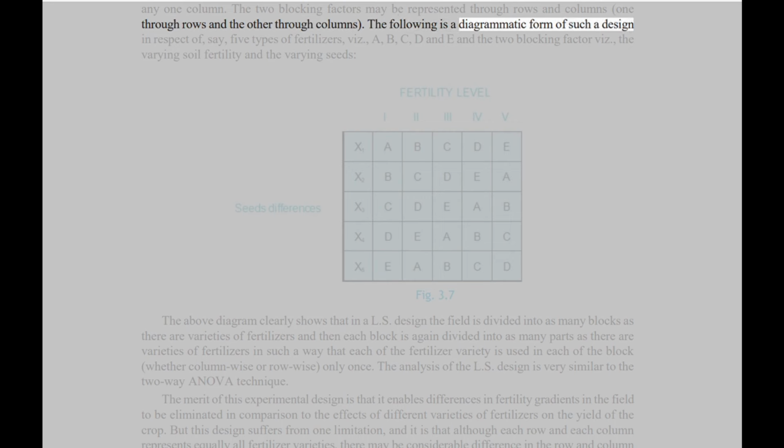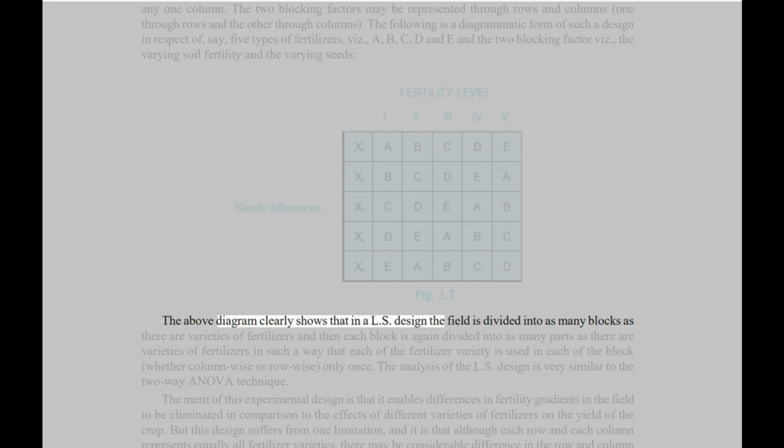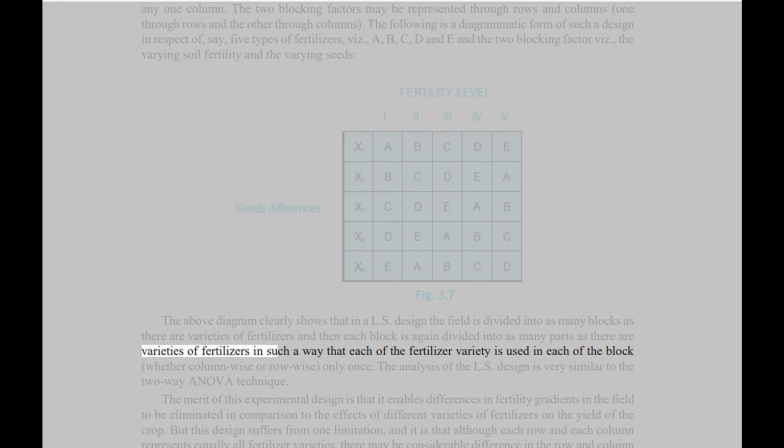The following is a diagrammatic form of such a design in respect of, say, 5 types of fertilizers, viz. A, B, C, D and E, and the 2 blocking factors, viz. the varying soil fertility and the varying seeds. Fig. 3.7. The above diagram clearly shows that in a LS design the field is divided into as many blocks as there are varieties of fertilizers, and then each block is again divided into as many parts as there are varieties of fertilizers in such a way that each of the fertilizer variety is used in each of the blocks, whether column-wise or row-wise, only once. The analysis of the LS design is very similar to the two-way ANOVA technique.